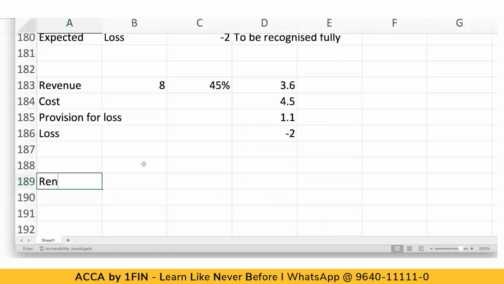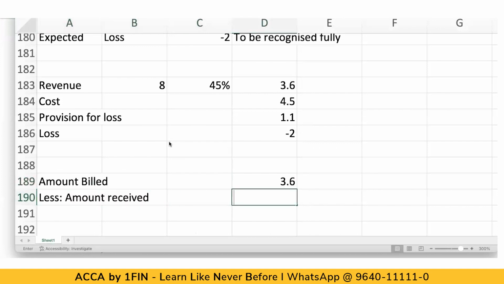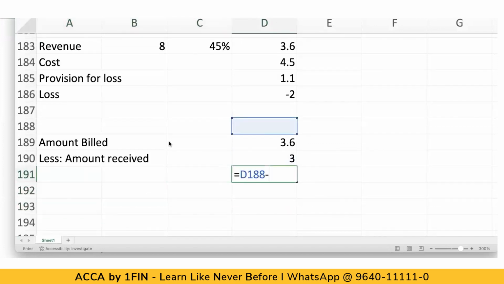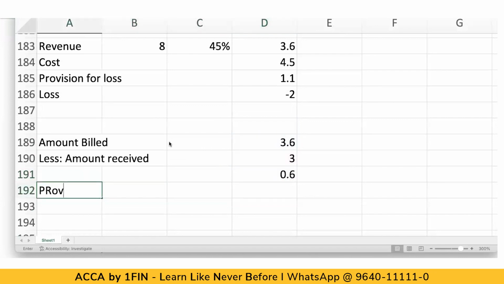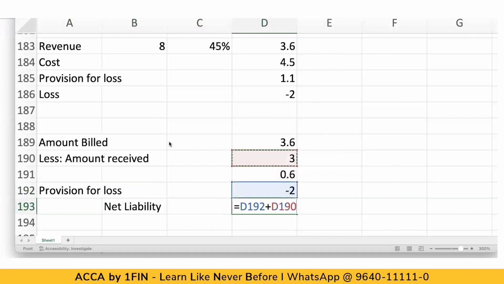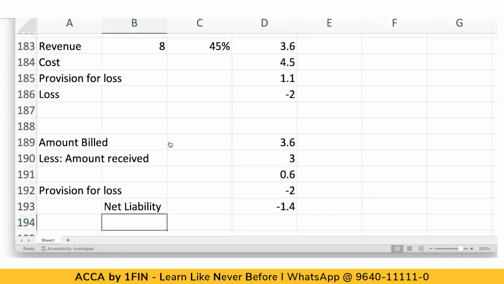So revenue, amount billed. They have not given amount billed. We can assume that revenue itself is the amount billed, 3.6. Less amount received, 3. So we billed 3.6, we have received 3. So net balance from the customer is 3.6 minus 3.6. And we have a provision for loss, which is minus 2. So net liability to be recognized is -2 plus 0.6, which is -1.4.